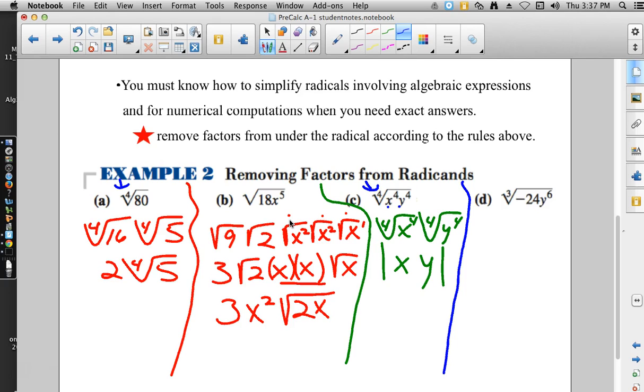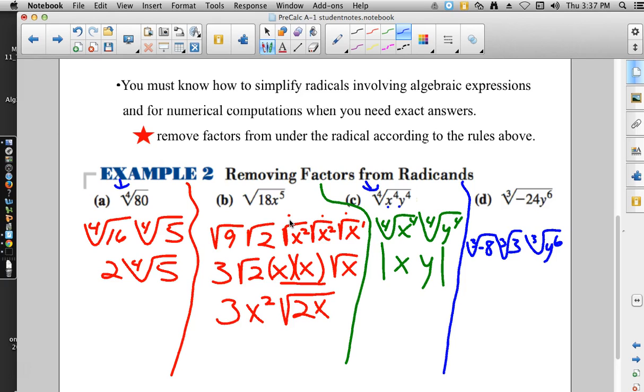Then for D, we have the cube root of negative 24y to the 6th. So I'm thinking to myself, okay, 24. I mean, granted it's negative 24, but I need a perfect cube that's going to go into that. So I think I'm going to take the cube root of negative 8 out of there, because that'll be negative 2. And 8 goes into 24 a grand total of 3 times. And this time I'm not going to split apart my y to the 6th. I'm just going to think through it.